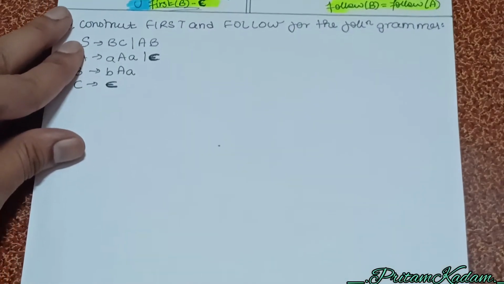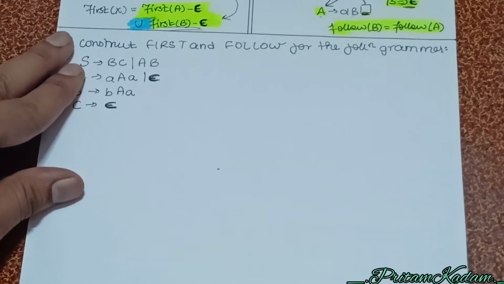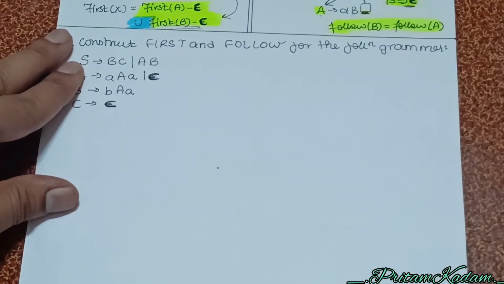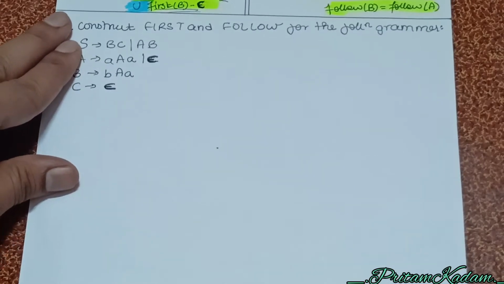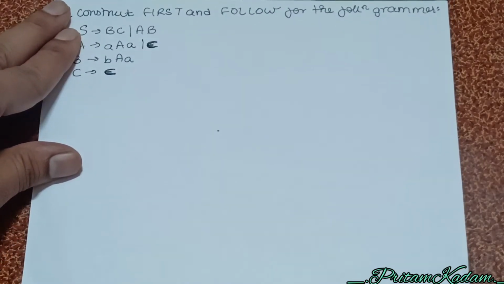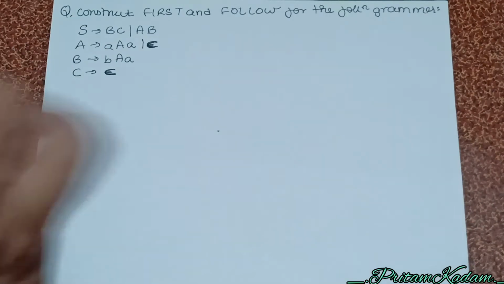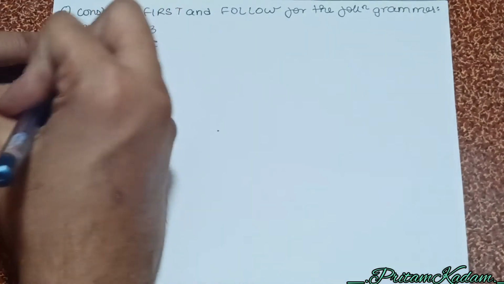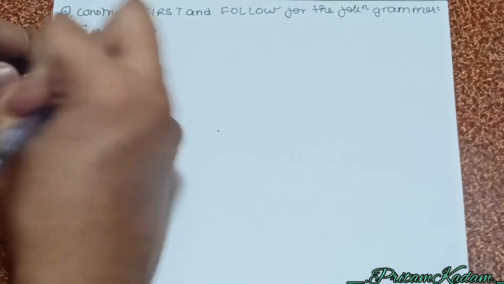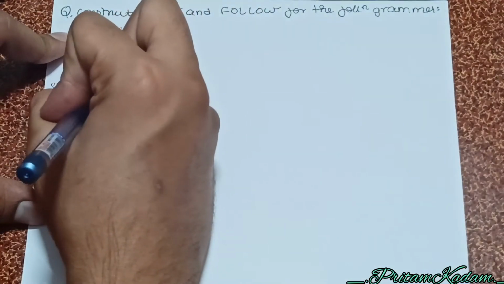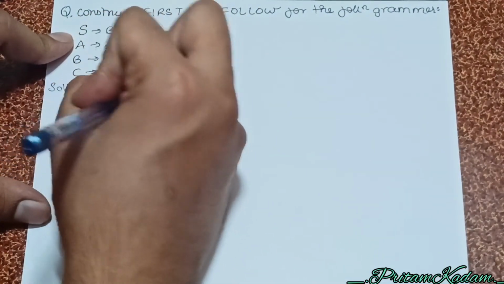So construct first and follow for the following grammar. We have the productions S gives B C and S gives A B, and A's production as small a, capital A, small a, and epsilon. We have the production for capital B equals small b, capital A, small a, and C produces epsilon.